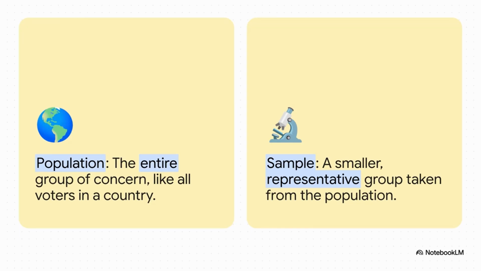Now, it's pretty much impossible to survey an entire population, right? You can't ask every single voter in a country for their opinion. It would be chaos. So instead, statisticians rely on a much smaller group, a sample. But here's the catch. For this to work, that sample has to be like a perfect miniature version of the whole group, and getting that part right is absolutely crucial.